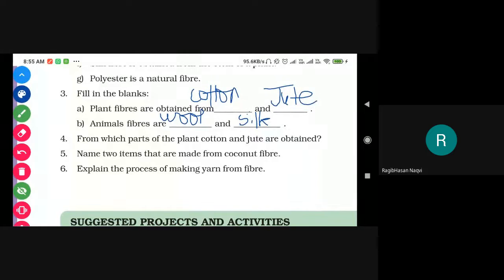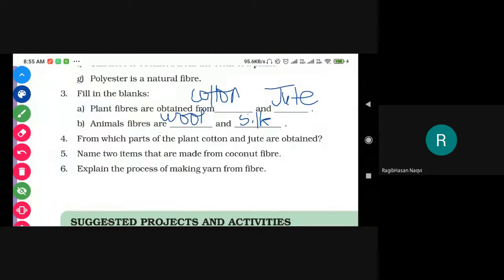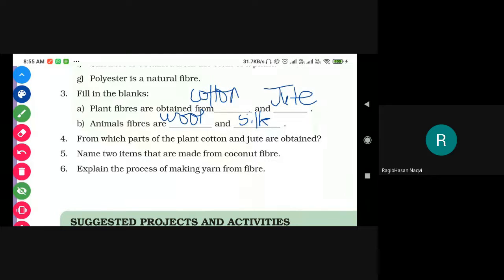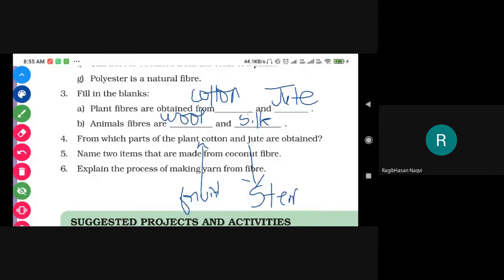Now, from which parts of the plant are cotton and jute obtained? Ma'am, cotton from cotton balls, the fruit of the plant, and jute from the stem. Very good. So we can call the cotton ball the fruit of the cotton plant. Jute we obtain from the stem. Yes, okay?